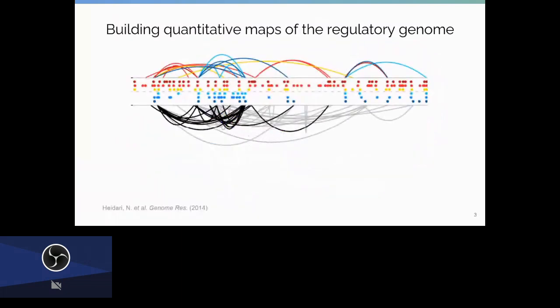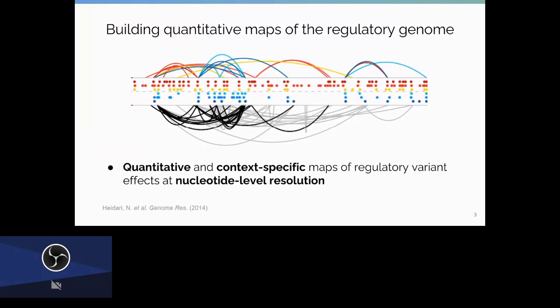And building maps that really tell us how this regulatory function is encoded in our DNA is one of the fundamental challenges of genomics research. And more specifically, we'd like to build quantitative and context-specific maps that tell us not only where functional regulatory DNA exists, but also the effect of variation in that sequence at nucleotide resolution. But this space is currently intractable to experimentally resolve.